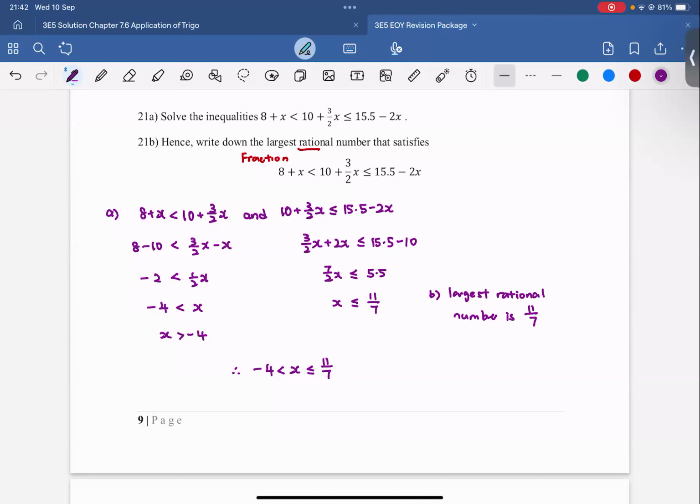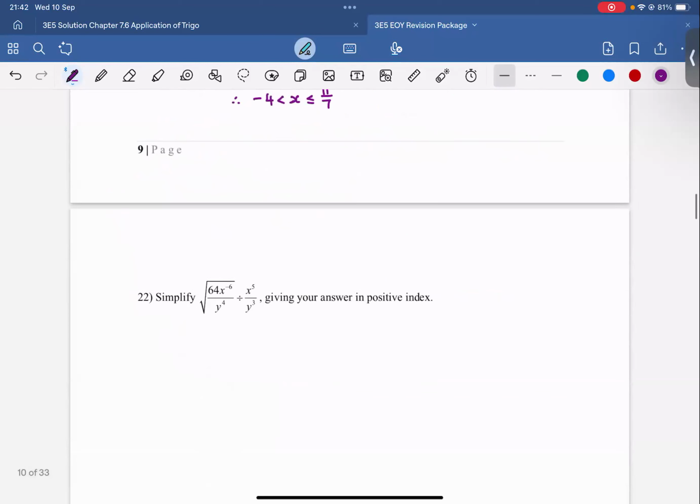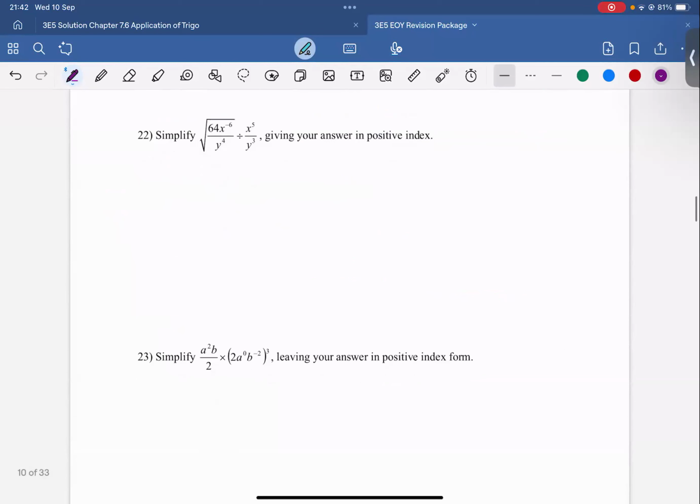So this worksheet I really only can do a little bit of every chapter because there's too many things to cover already. Okay, next. Now to your indices already.